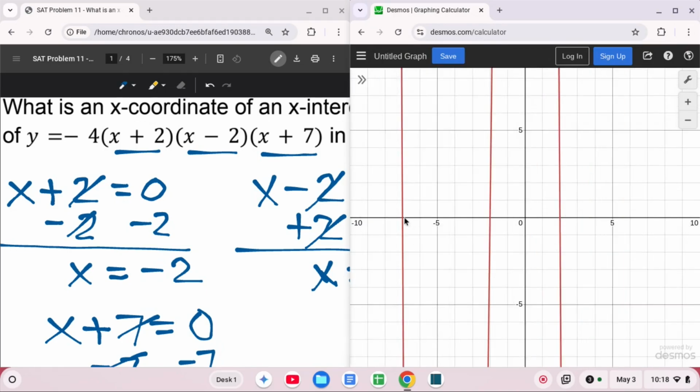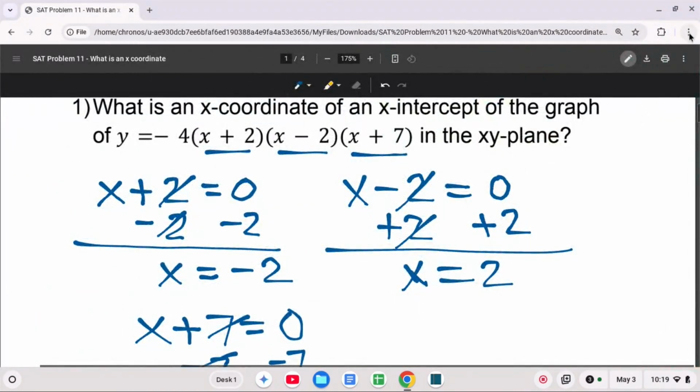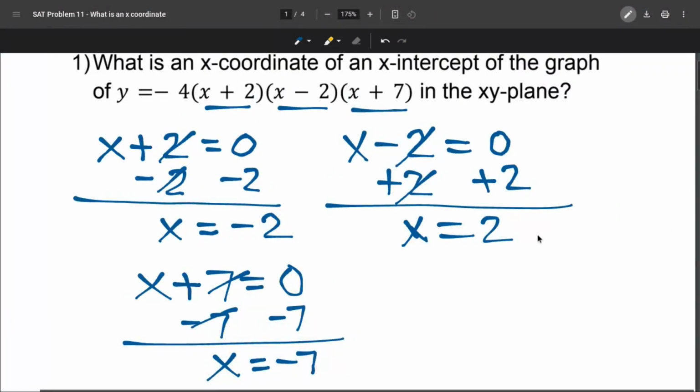There we go. And you can see that x equals negative 7 is one of the intercepts where it crosses the x-axis. X equals negative 2 is another intercept where it crosses the x-axis. And x equals positive 2 is another intercept where it crosses the x-axis. Okay, so Desmos is a way to go if you're not remembering to set each of the factors equal to 0. All right, so I'm going to close that out. Let's work through the rest of these via the traditional method, just setting each of the factors equal to 0.